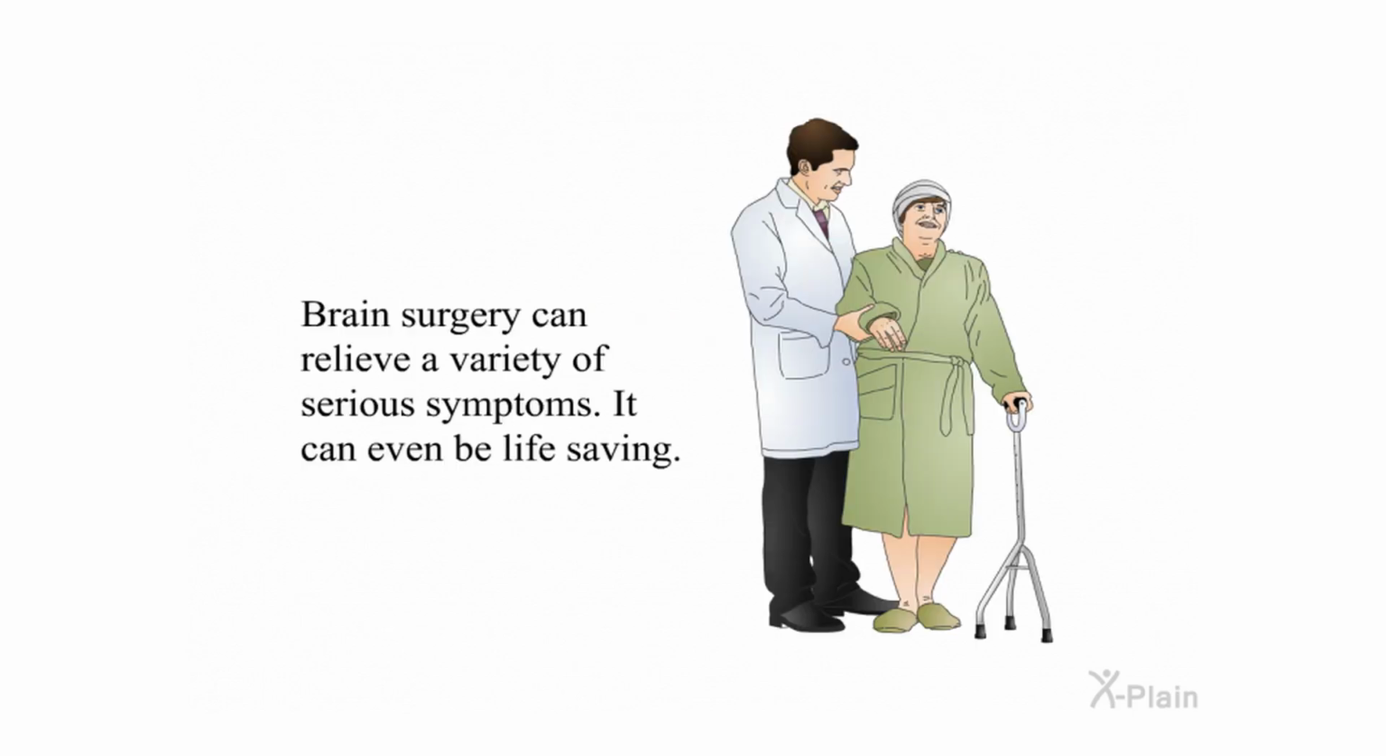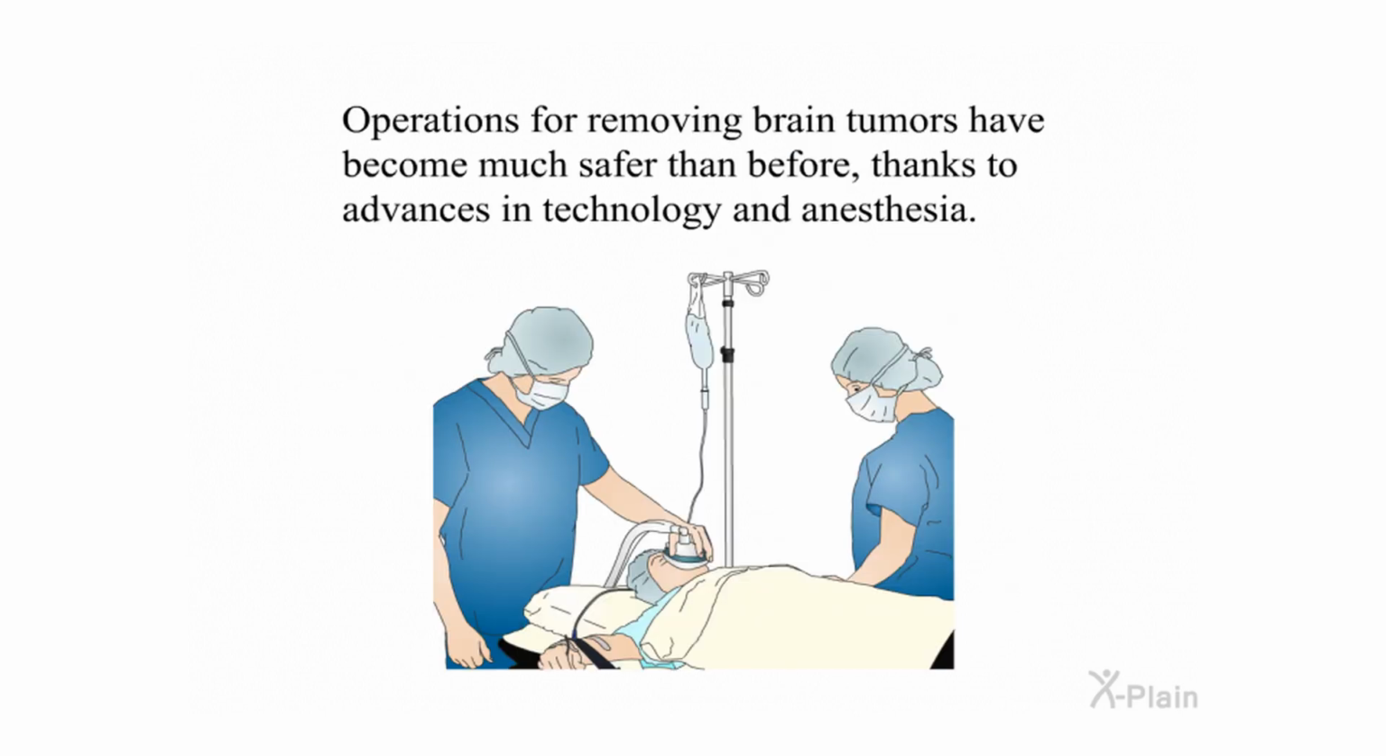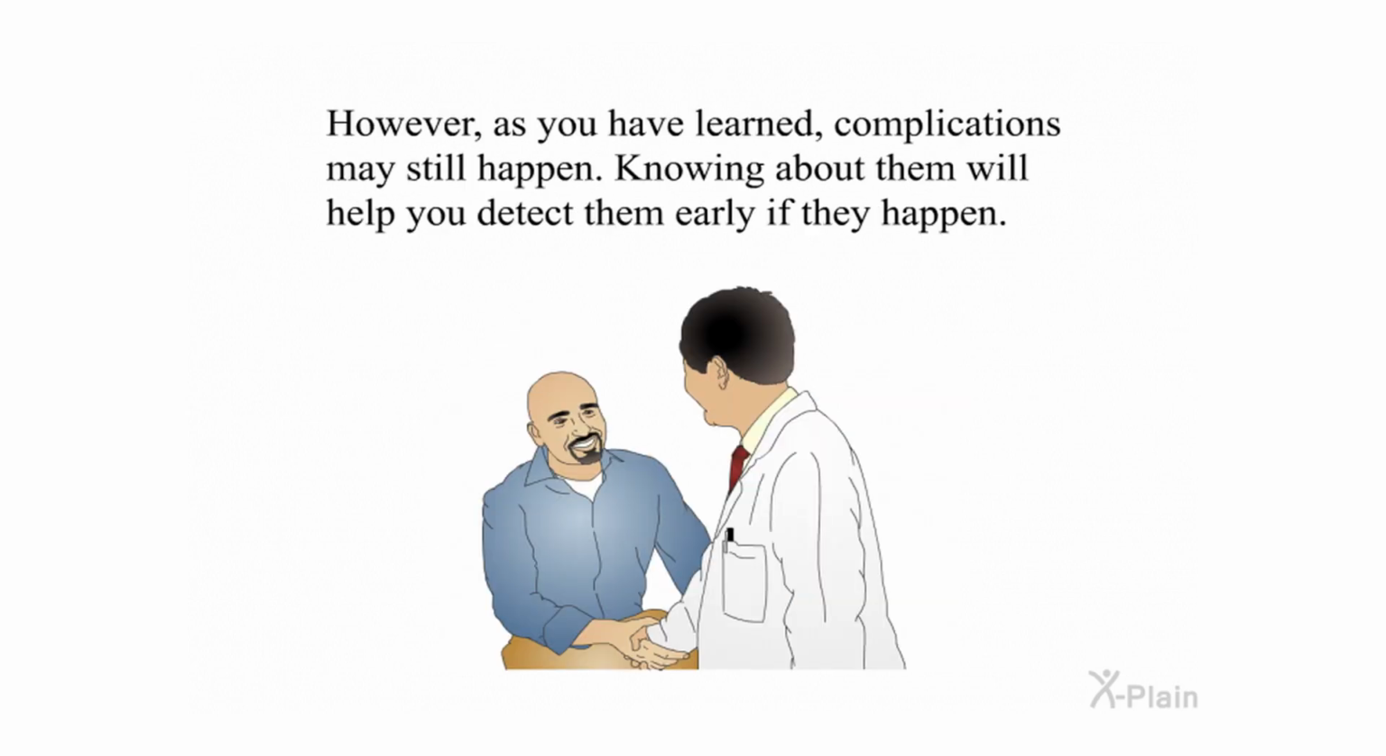Summary. Brain surgery can relieve a variety of serious symptoms. It can even be life-saving. Operations for removing brain tumors have become much safer than before thanks to advances in technology and anesthesia. However, as you have learned, complications may still happen. Knowing about them will help you detect them early if they happen.